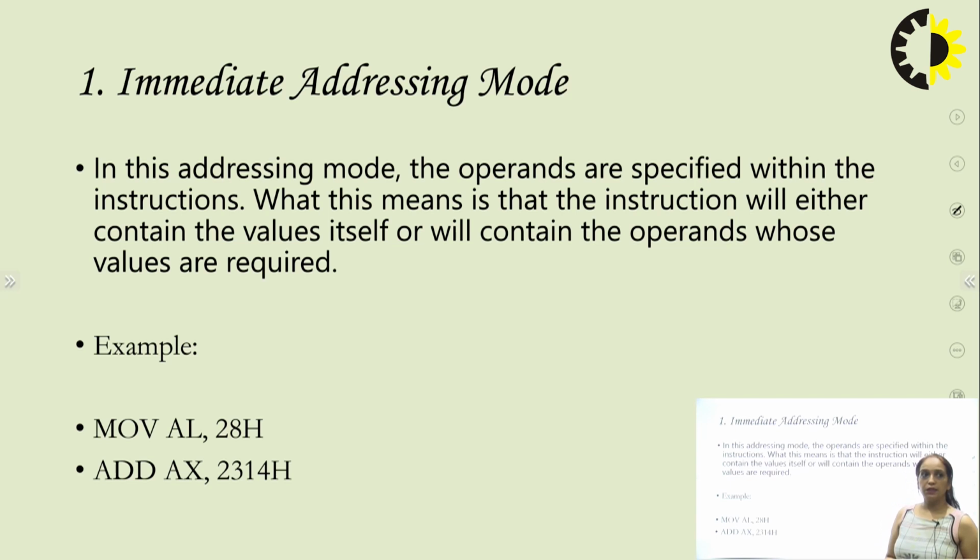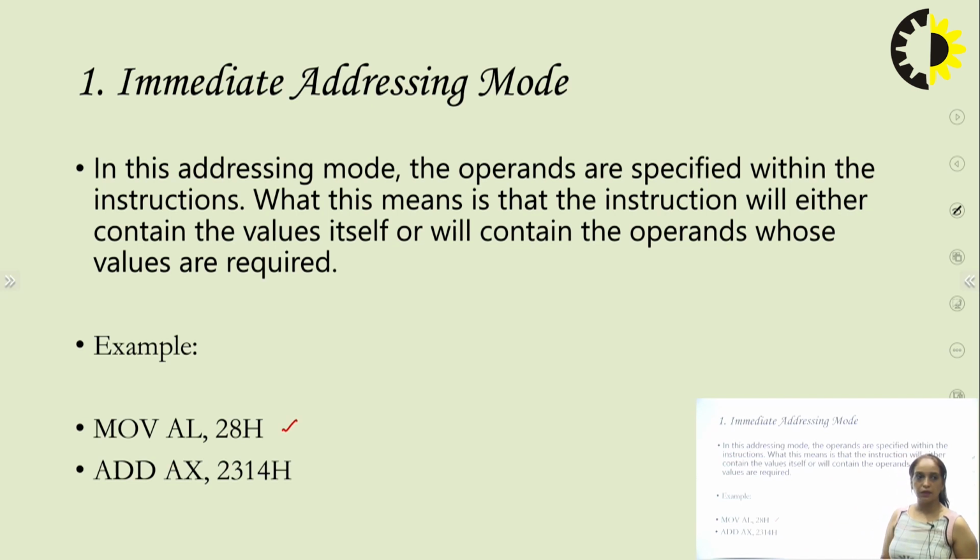The first one is the immediate addressing mode, as I have told you that some immediate number will be there in the instruction. In this addressing mode, the operands are specified within the instruction, which means the instruction will contain either the value itself or the operand in which the values are required. For example, MOV AL, 28H. This states that this 8-bit data will be saved in the AL register.